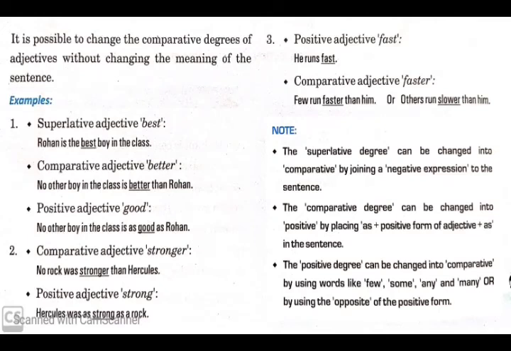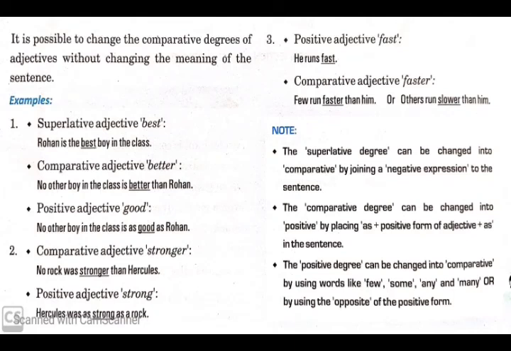Okay, same way we can change it into positive, and positive of best is good. So no other boy in the class is as good as Rohan. So in this way we can transform the sentences and change the degrees of comparison. Next example, comparative adjective, stronger. No rock was stronger than Hercules. Okay, so we can change it into positive as Hercules was as strong as rock. So in order to change it from superlative to comparative or to positive, we need to transform the sentence a bit.